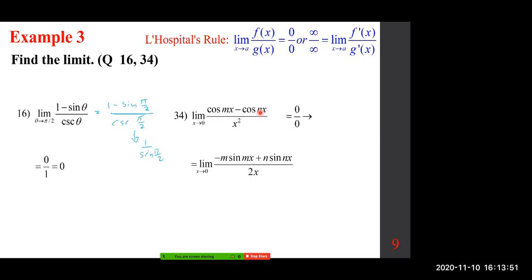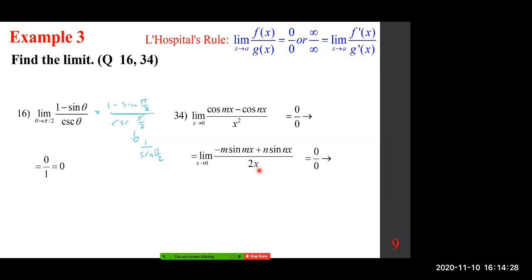So one more time, cosine gives you negative sine, and then times m, minus cosine gives you negative sine, that's why we get plus, and then times n. Okay, everybody? Times n. I divide by 2x, everybody's happy. And now we plug in, and I hope you see that in both cases it's sine and becomes 0. The denominator is also 0, which means 0/0, which means L'Hopital's rule.